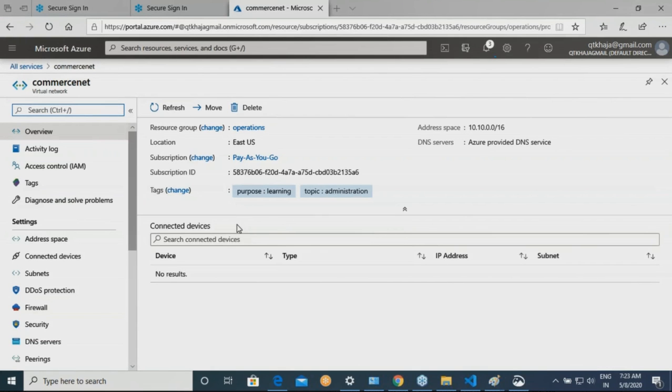You can add tags, or you can ignore tags also. Tags don't matter, but it is always a good habit to add tags.